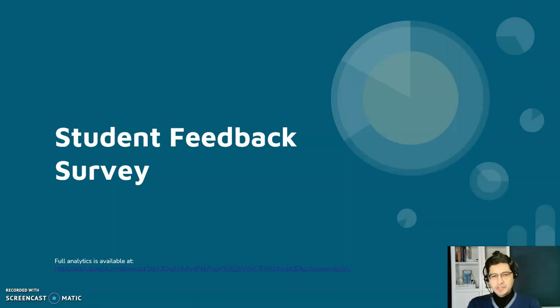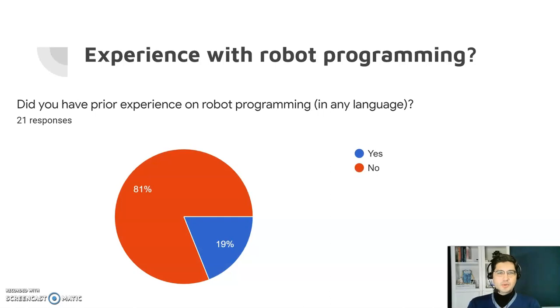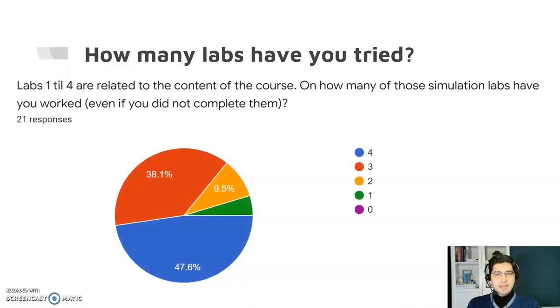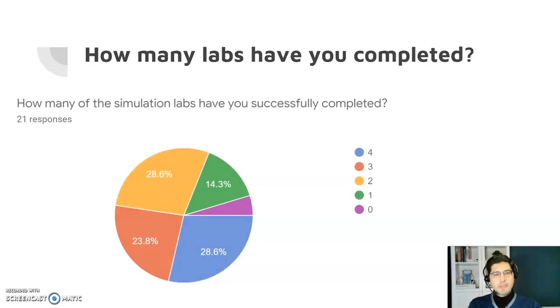So how did the students actually like it? First of all, we asked the students, do you have any prior experience in programming? And 80% of the students had no experience in robot programming whatsoever. Then we asked, how many labs have you actually tried to do? Most of the students tried 3 or 4 labs, so the labs that were actually more important. Some also tried more than that, but the important ones were the first 4 anyway.